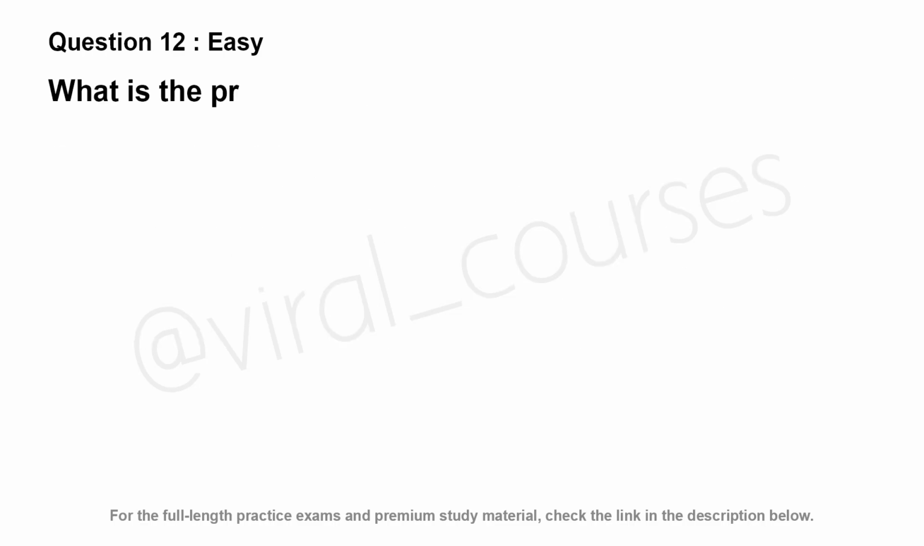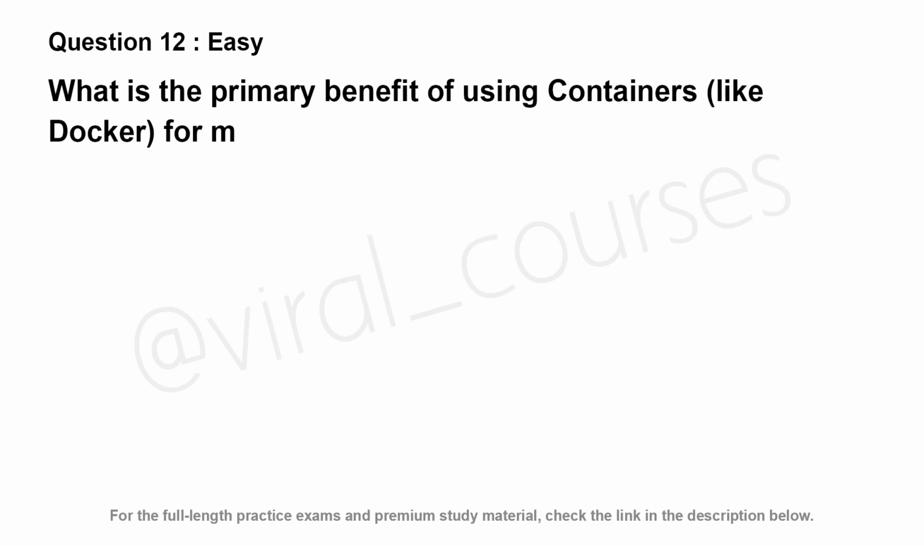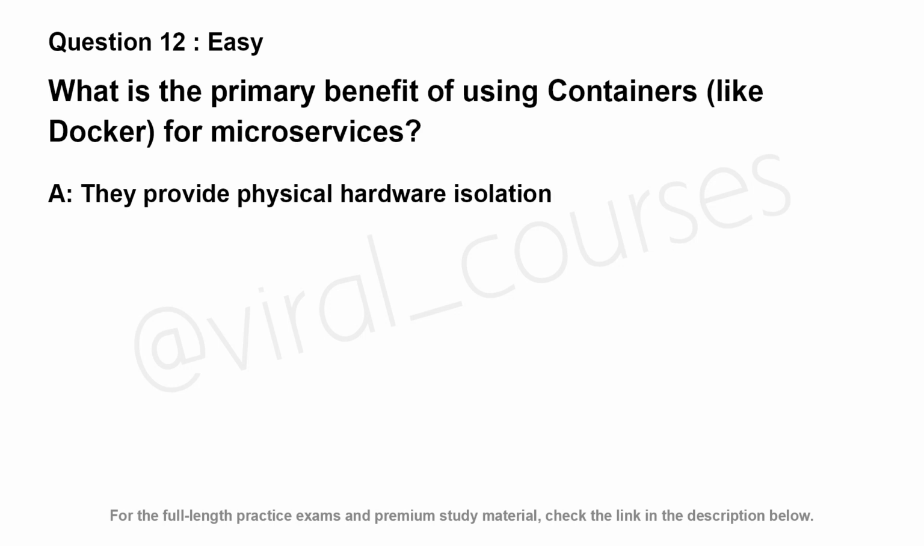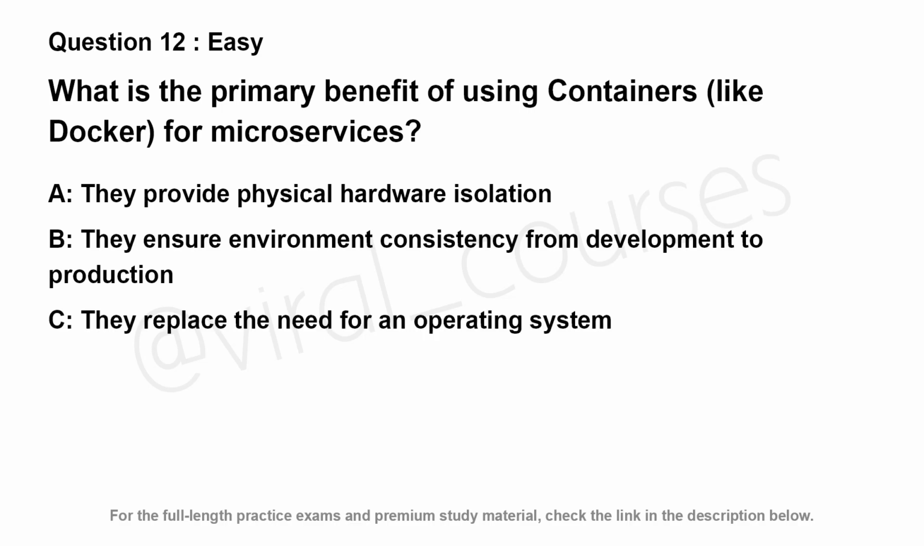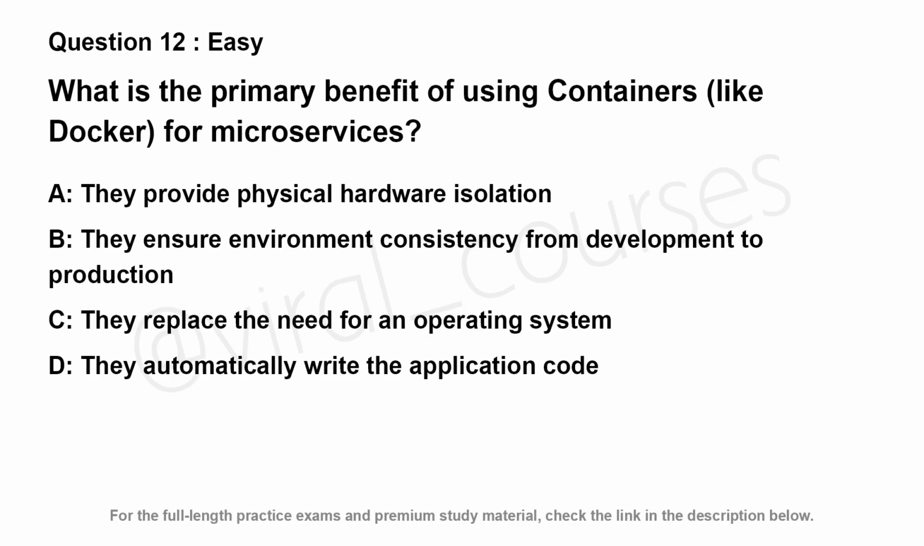What is the primary benefit of using containers, like Docker, for microservices? Option A. They provide physical hardware isolation. Option B. They ensure environment consistency from development to production. Option C. They replace the need for an operating system. Option D. They automatically write the application code.